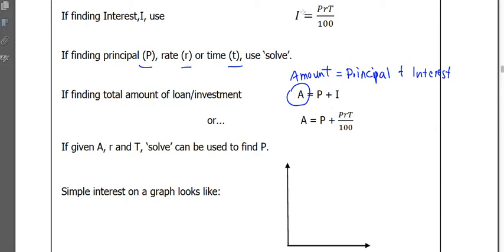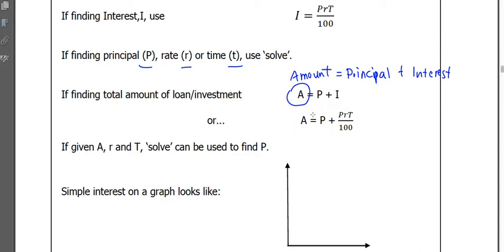Now, if I know that interest is PRT over 100 and I substitute this bit into that rule, what I get is the formula below that. This is saying that the final amount is equal to the principal plus PRT over 100. So it's just another way of extending the one before it, and you would use this one if you were asked for the final amount and you had the principal, the rate, and the time. Obviously, you could use the other formula and then substitute it into that one there. That's fine as well, but this is doing two steps in one.